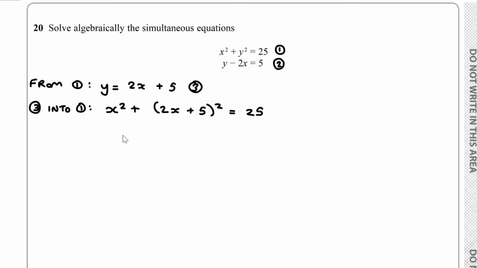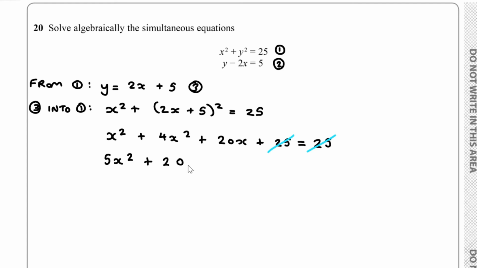So now we need to tidy all this up. So we have x squared plus 4x squared plus 20x plus 25 equals 25. Of course, the 25 here cancels with this 25 here. So we have 5x squared plus 20x equals 0. So therefore we have 5x lots of x plus 4 equals 0. And therefore x is either equal to 0 or minus 4.